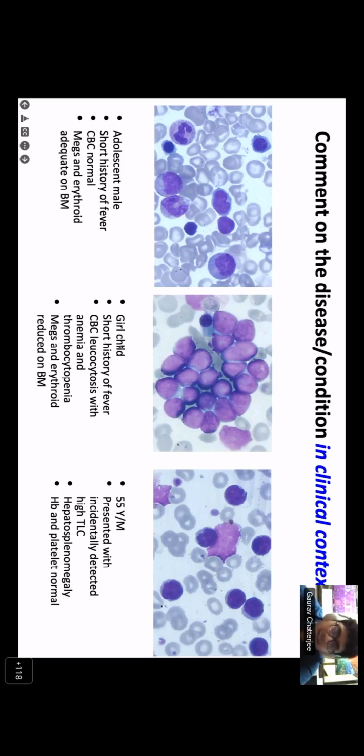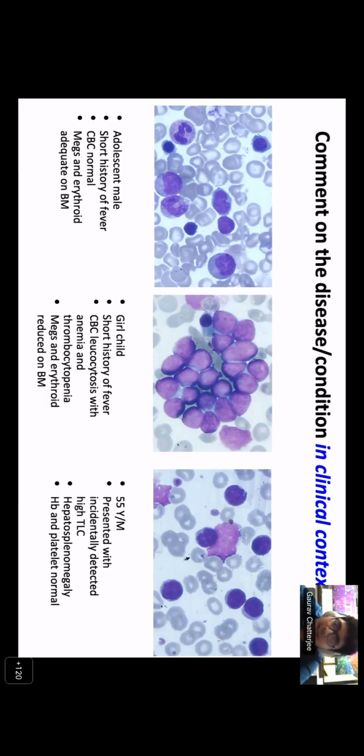Whereas this is a girl child with a short history of fever, there are cytopenias going on, and the complete marrow is wiped out by this blast-like cell. So now there is no problem at all diagnosing an acute leukemia. And in this case, like Yogita said, this is an older adult male with high TLC in the peripheral blood. The platelets you can already make out in this picture look quite normal in the peripheral blood. So this was a case of CLL.